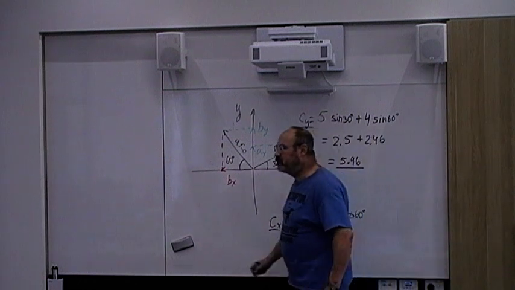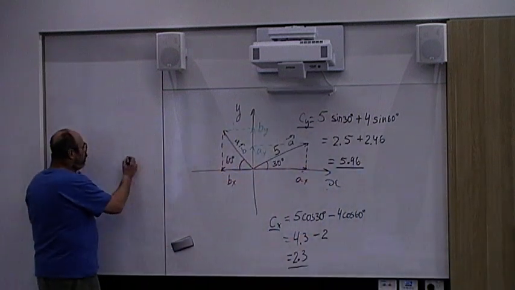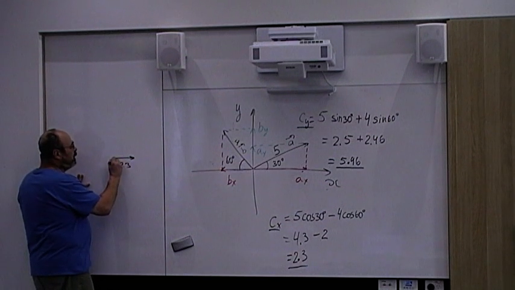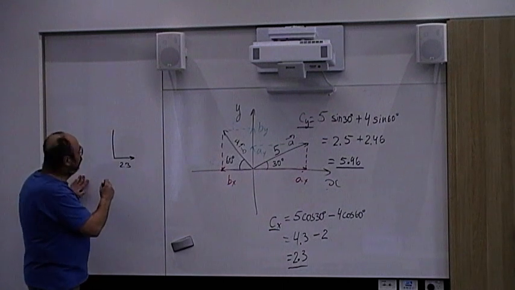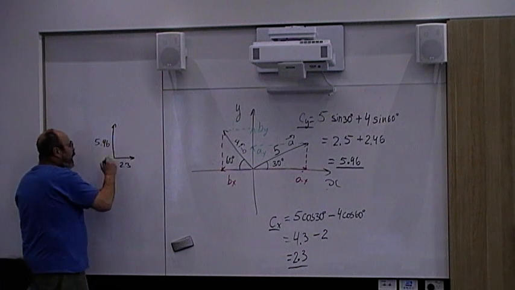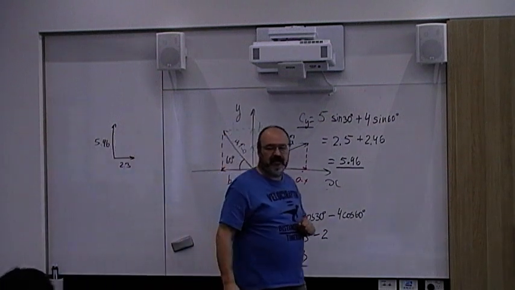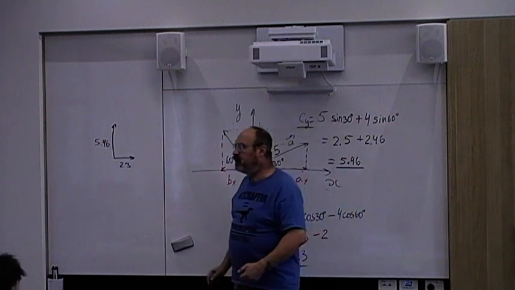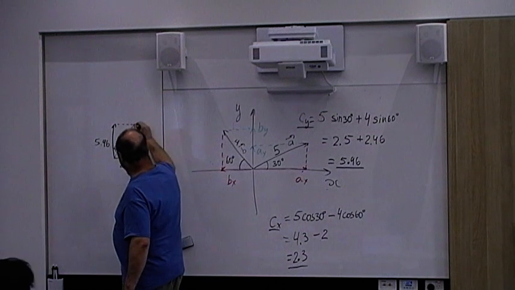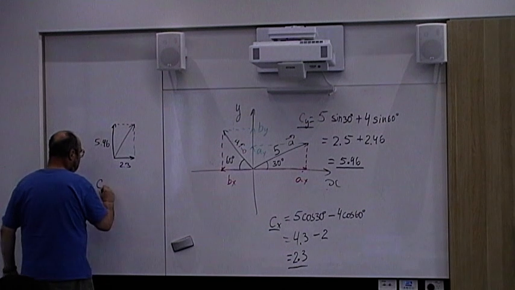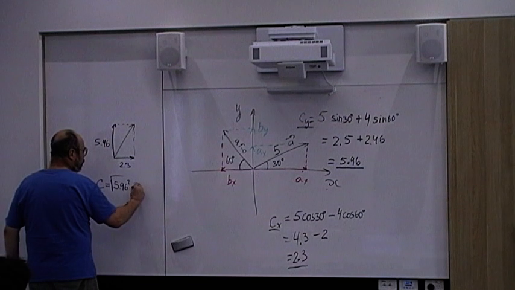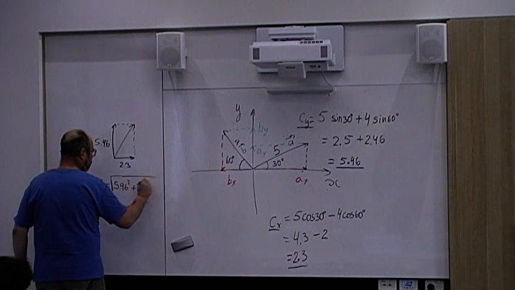Is vector C the total? So we have 2.3 as the x component and 5.96 as the y component. How can we now find the total vector C? Using Pythagoras. So C will be equal to the square root of 5.96 squared plus 2.3 squared.